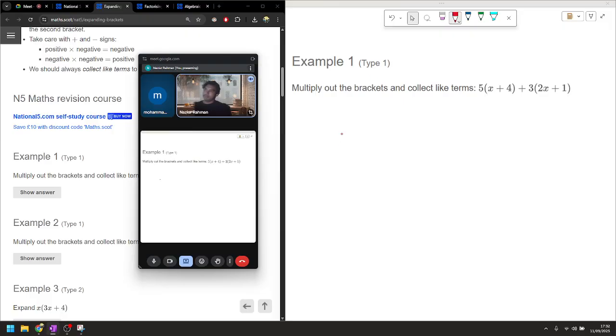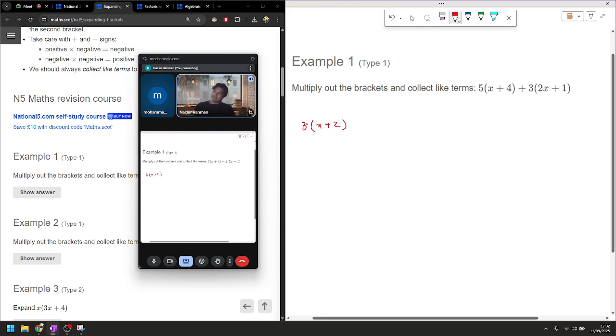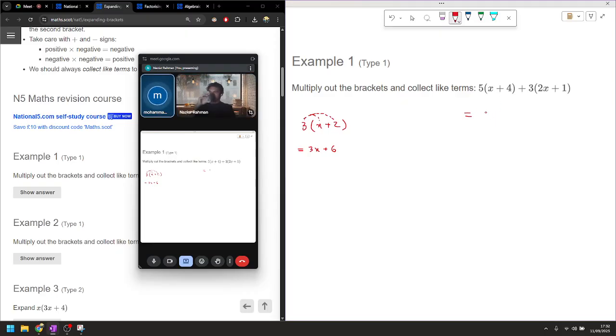I'll give you a small hint. If I had 3 times x plus 2, like before, then I do 3 times x and 3 times 2, because I have this entire thing 3 times. So I'm going to get 3x plus 6, right? So what do we get from the first bracket here? 5 times x, so 5x. And then plus 20. Yep, good.